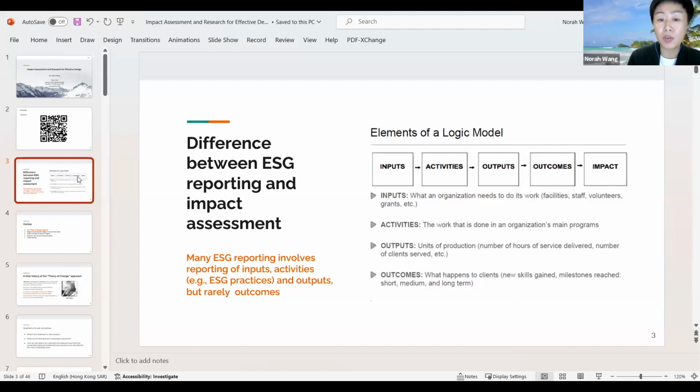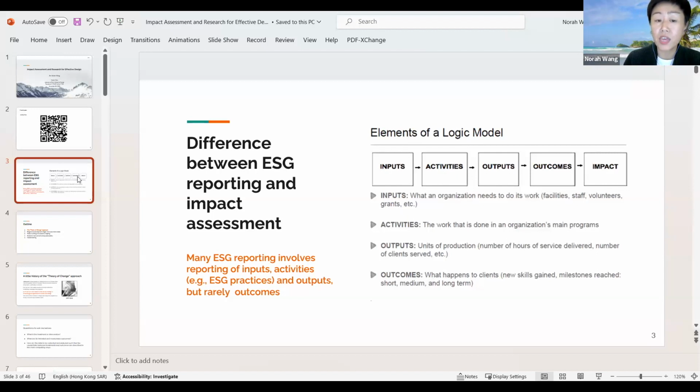So a lot of times this type of ESG reporting is more about reporting the input, the activity and the output. Input, of course, relates to the kind of resources that you put in in order to generate certain impact. That could be manpower, that could be funding. And activity, relating to ESG reporting, would be the kind of practices or organizational policies that you put in place in order to ensure certain social responsibilities or environmental responsibilities.